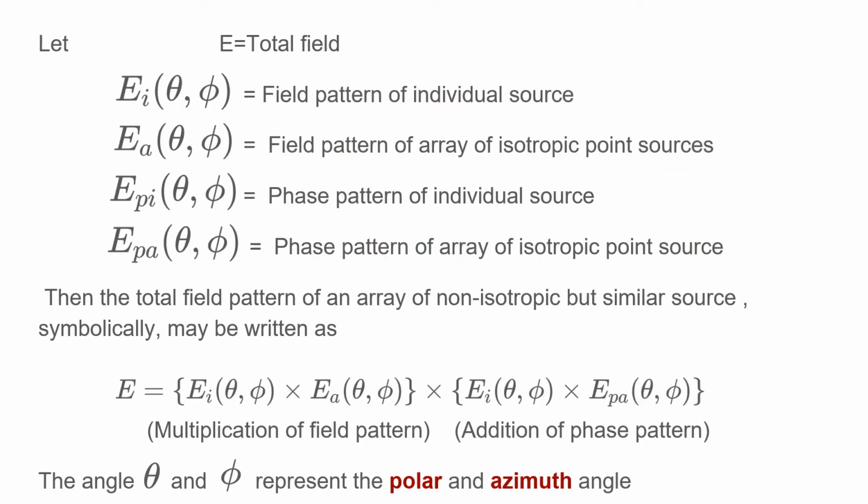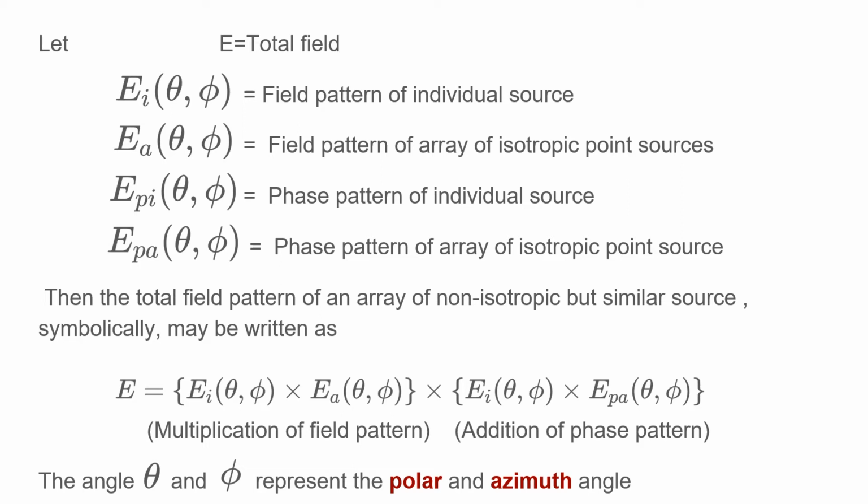So if we have an array of non-isotropic point sources, then the total field capital E can be obtained by multiplying the field patterns and adding the phase patterns. That is, we can write E is equal to EI of theta comma phi multiplied by EA of theta comma phi, which is the multiplication of the field patterns, where EI of theta comma phi is the field pattern of the individual source and EA of theta comma phi is the field pattern of the array of isotropic point sources, where theta and phi are the polar and the azimuth angle.